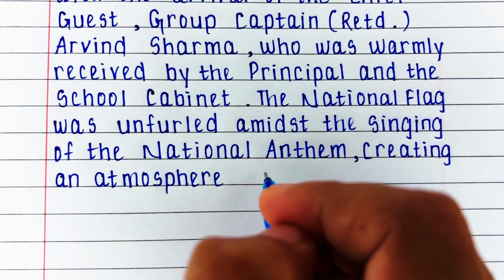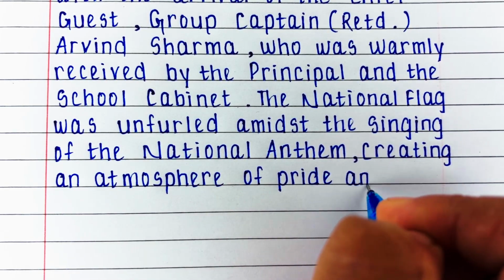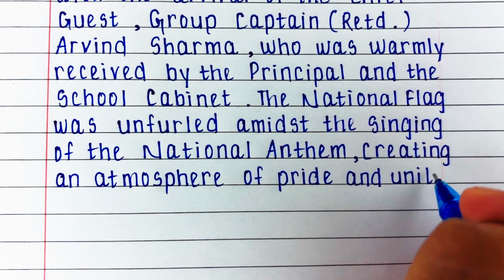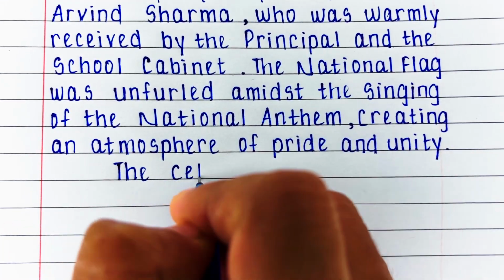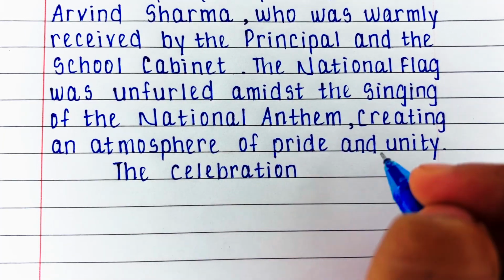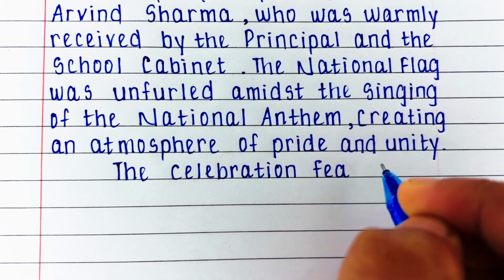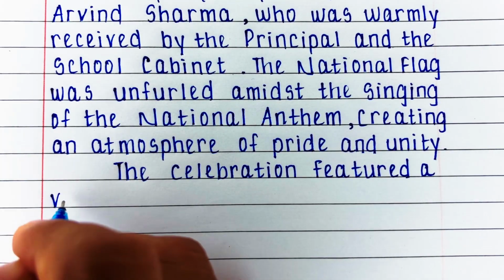This opening paragraph is doing a lot of work in just 3 sentences. It covers the school, the date, the chief guest, and how the ceremony began. That's your who, what, when, and where, all in past tense. Exactly what examiners look for in a strong 80th Independence Day report.